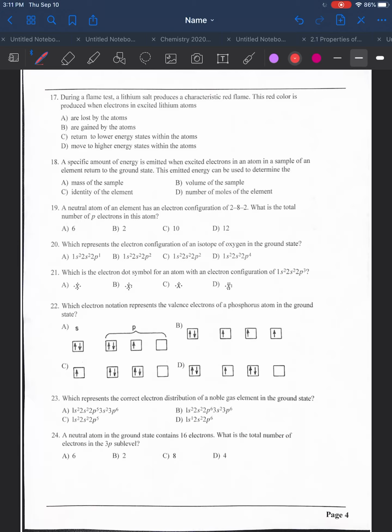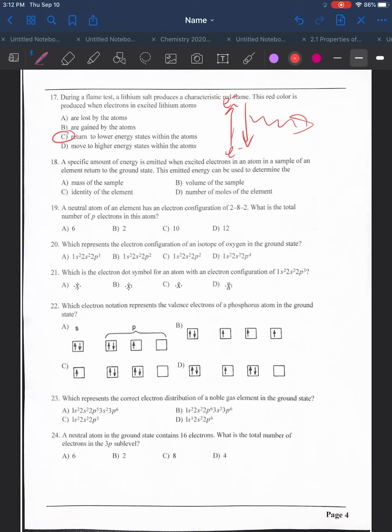During a flame test, a lithium salt produces a characteristic red flame. This color is produced when electrons in excited lithium atoms what? Again, you excite your electron. Is the excitation what gives us the energy or the light? No, this is just absorbing energy. It's when the energy is lost in a photon. So it's C, return to lower energy state.